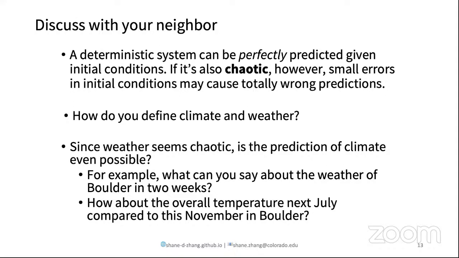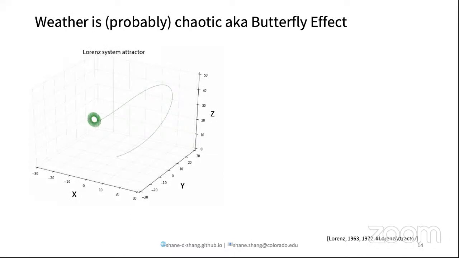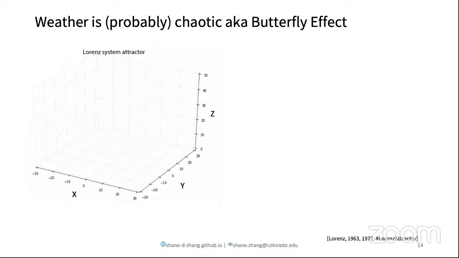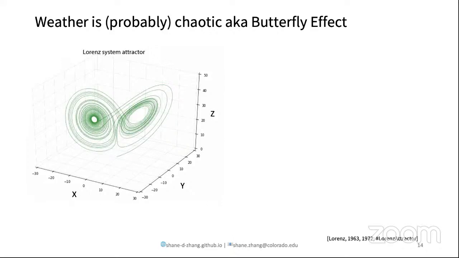So I think we all talked about the importance of time scales, and perhaps also space scales, in defining climate and weather. Why do we say that weather is chaotic, and what does sensitive to initial conditions mean? Weather is chaotic, which is also known as the butterfly effect. As Lorenz puts it, can the flap of the wings of a butterfly in Brazil cause a tornado in Texas?